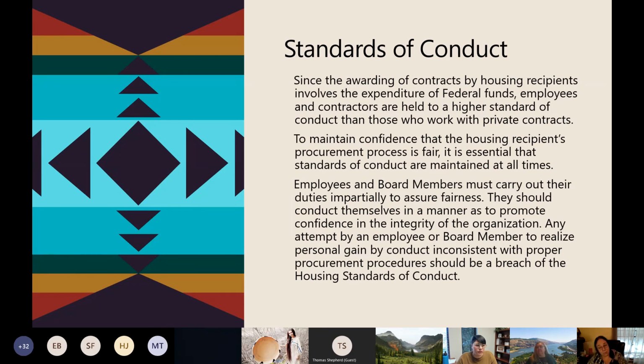Your employees and your board members, tribal council and your housing board, must carry out their duties impartially to ensure fairness. They should conduct themselves in a manner as to promote confidence in the integrity of your organization. Any attempt by an employee or a board member to realize personal gain by conduct inconsistent with proper procurement procedures should be a breach of the housing standards of conduct.